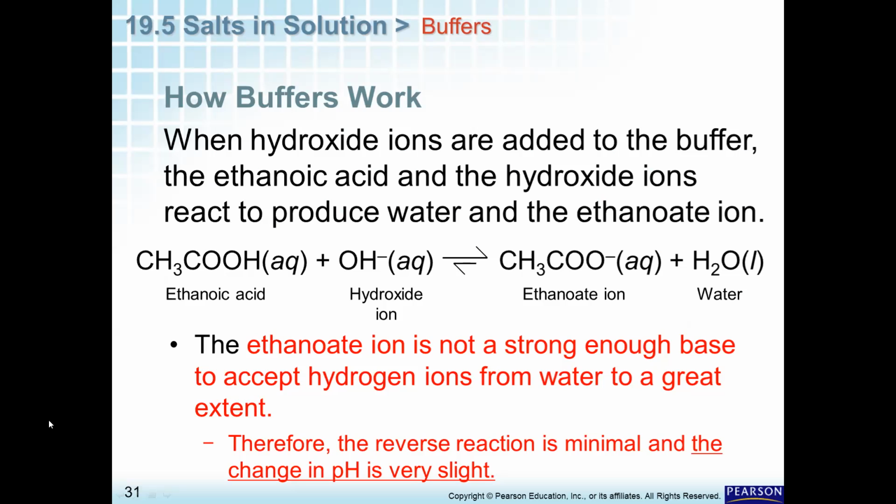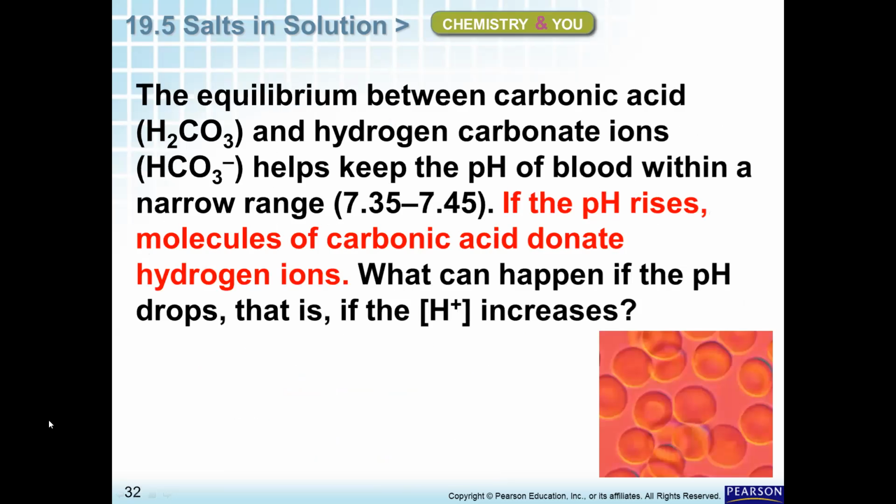If you add, for example, a weak acid and one of its salts, like sodium ethanoate with ethanoic acid, and you add an H+, the H+ will react with the ethanoate and will form ethanoic acid, and that is a weak acid, so the pH is not going to change. If you add a base, then it will react with the acid and will form the ethanoate, and that is a weak conjugate base that is not going to change the pH.